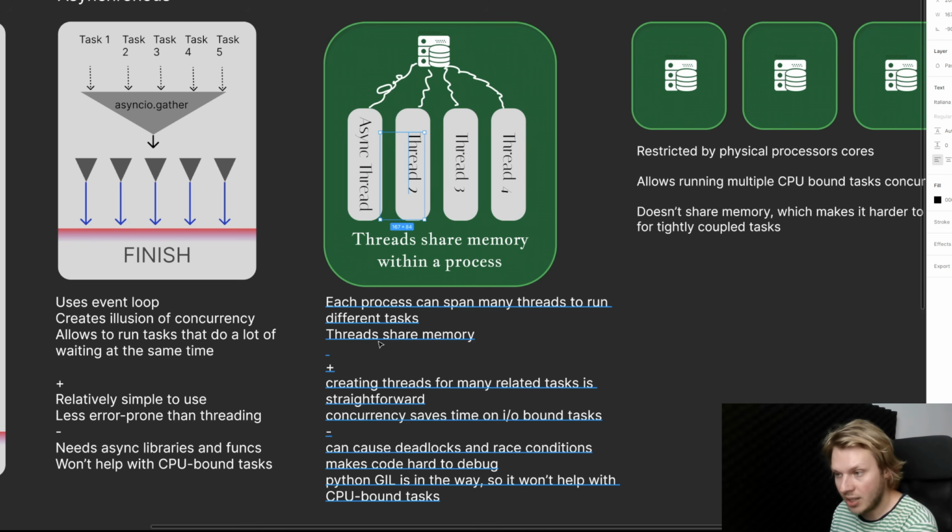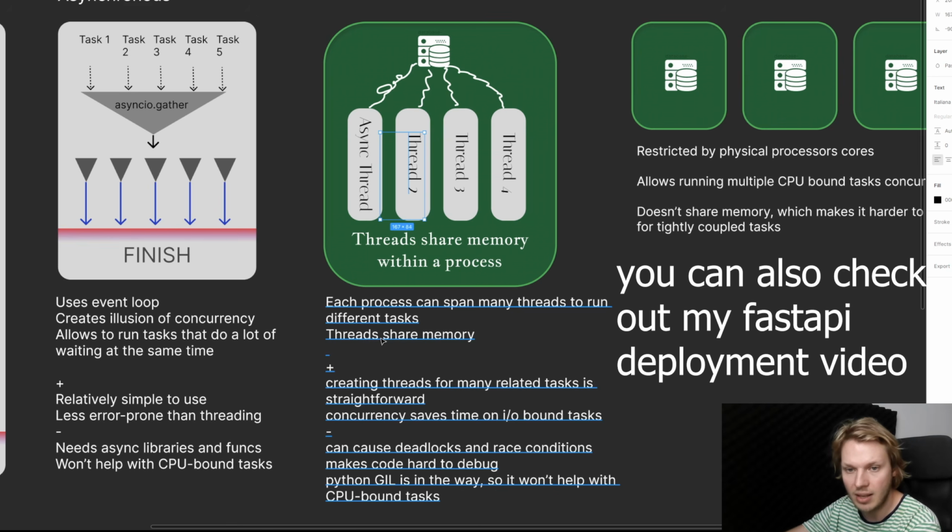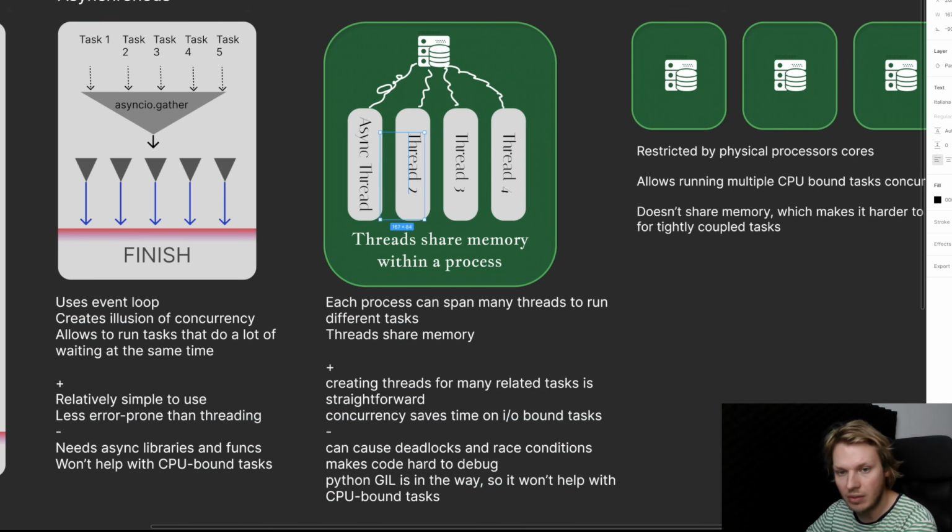And the advantage is that it shares memory. So if your functions usually need to use the same kind of data, then every thread can access the same data. And each process can spawn many threads to run different tasks. It's also something you specify when you set up a Gunicorn web server, for example: on a server in production, how many threads you need for it.